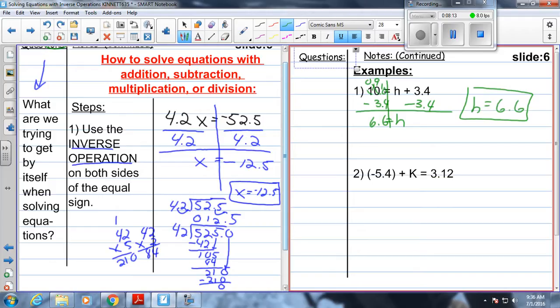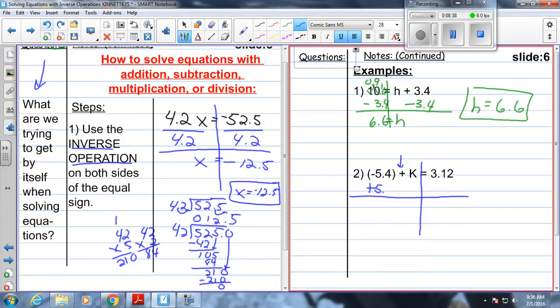Great job. Hey, on number 2 here, we're going to draw our vertical line. We're trying to get rid of this negative 5.4. So this is where a lot of students get confused. They see this plus sign right here, and they go, oh, use a minus. But we're trying to turn negative 5.4 here into a 0. So what number can you add to negative 5.4 to make it a 0?